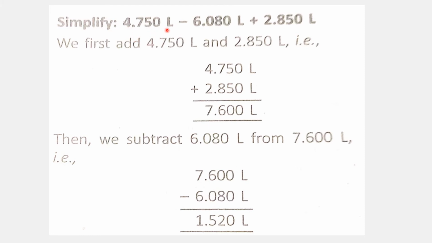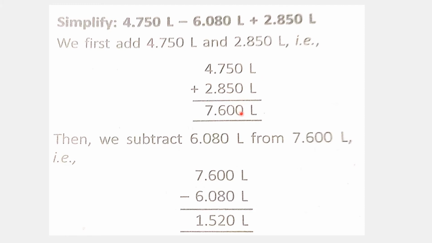That is addition. And where is another number of addition? This number. So you first add this number and this decimal number. So 4.750 liter and 2.850 liter. So let us add 4.750 liter plus 2.850 liter.